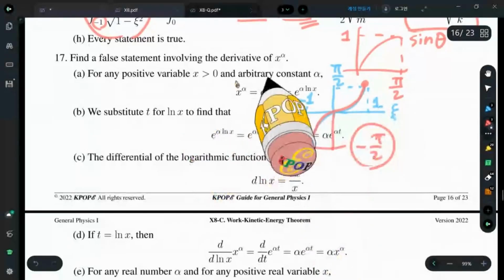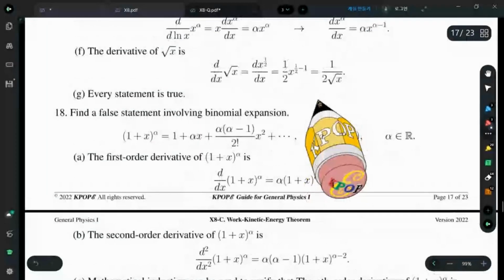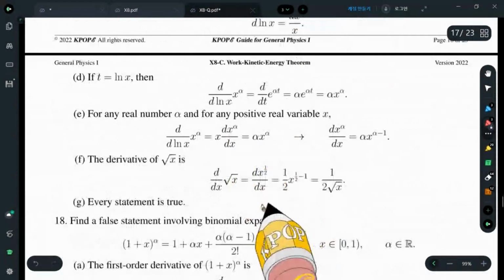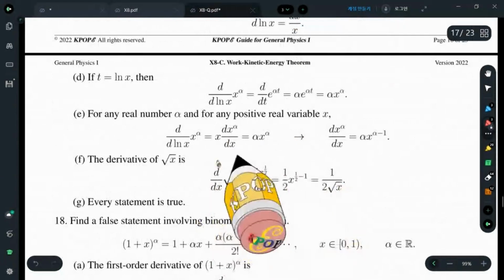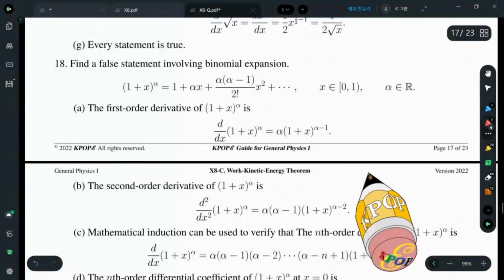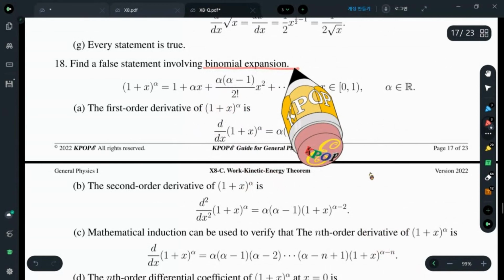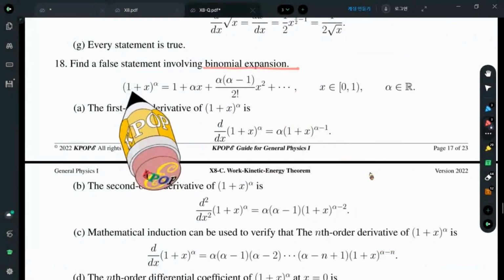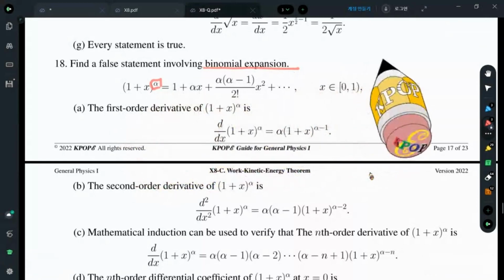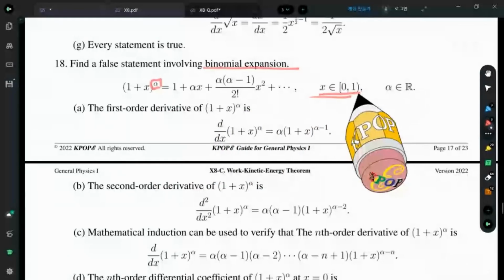Now you should be familiar with these integrals, this derivative, and then this formula can be used to find the integral. And what I want to tell you is how to derive the binomial expansion, 1 plus x to the alpha, whatever alpha is. However, x should be in the region 0 to 1.